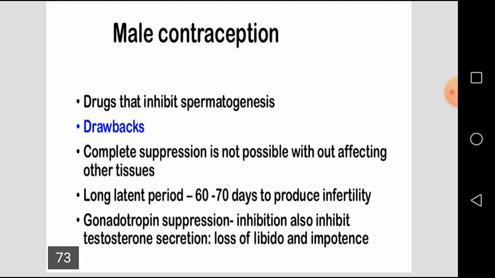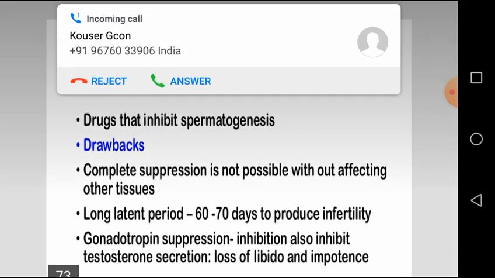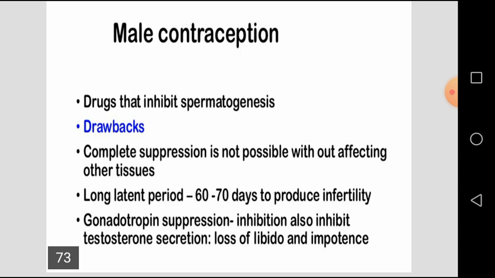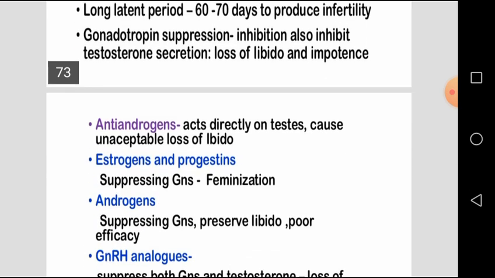Coming to male contraception, the drugs inhibit spermatogenesis, but complete suppression is not possible without affecting other tissues. There is a long latent period of about 60 to 70 days to produce infertility. Gonadotropin suppression inhibits testosterone secretion, and it results in loss of libido and impotency.